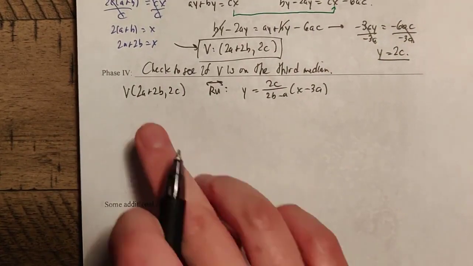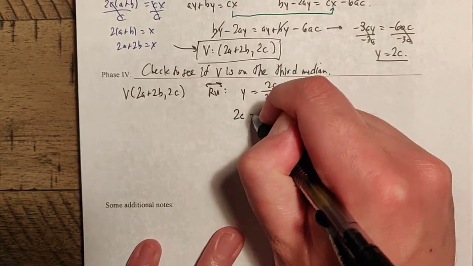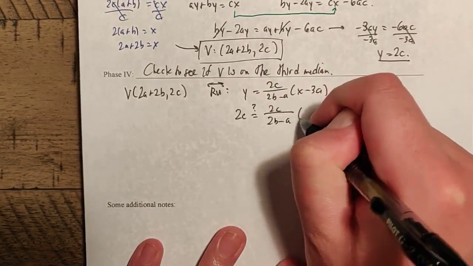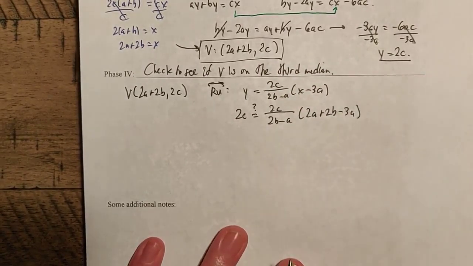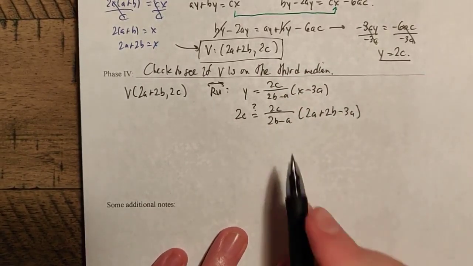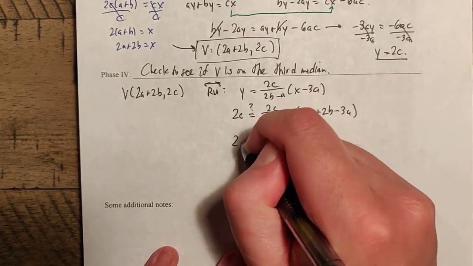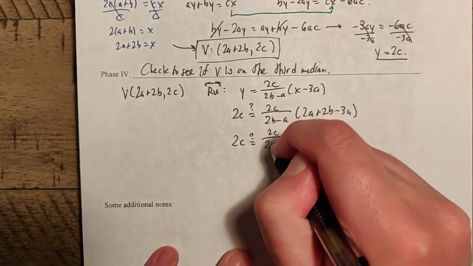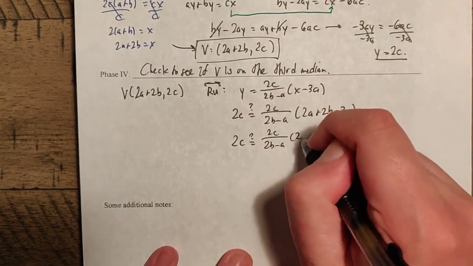One thing we can do is substitute this in here, and we'll see what happens. So we know that y is 2c. Is that going to be equal to 2c over (2b minus a) times (2a plus 2b minus 3a)? Oh, I hope it is. We're encouraged here because we see the two c's look like this, and we can simplify the right side a little bit. So there's 2c over (2b minus a). 2a minus 3a is just a negative a and a positive 2b here.